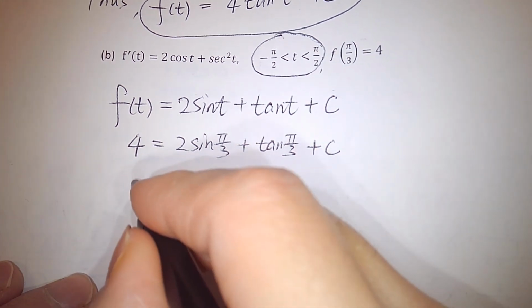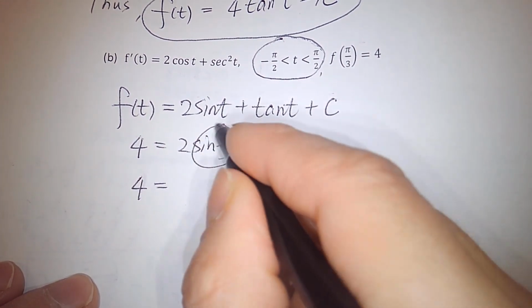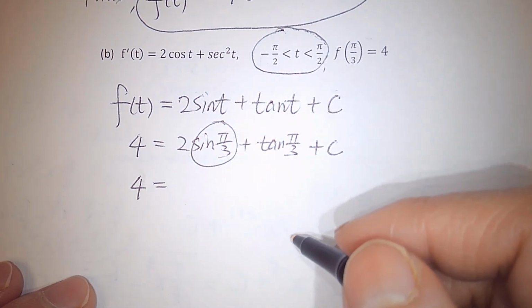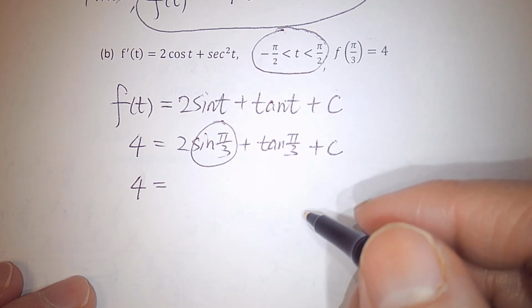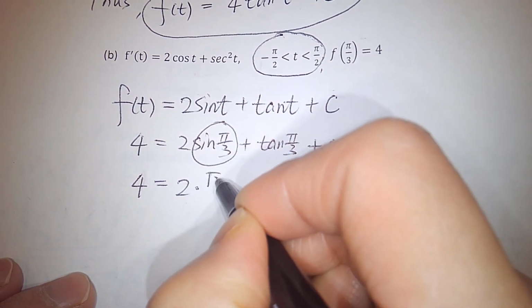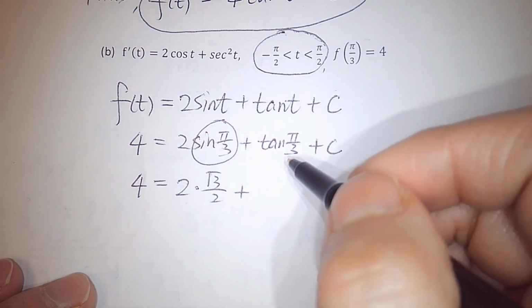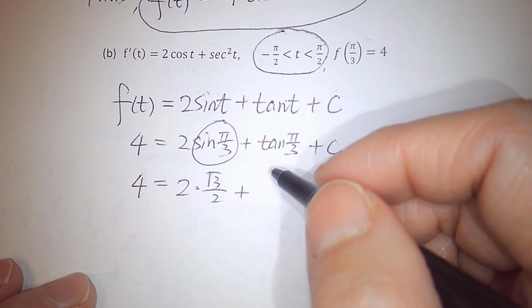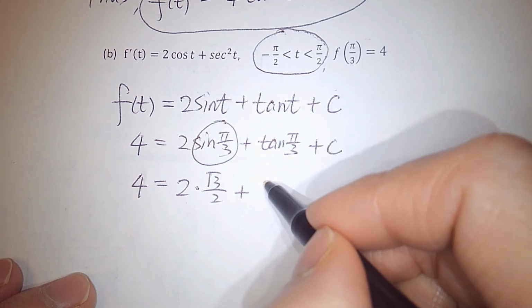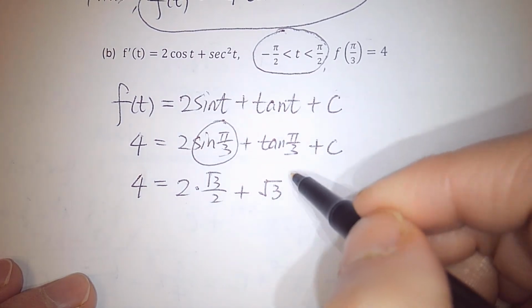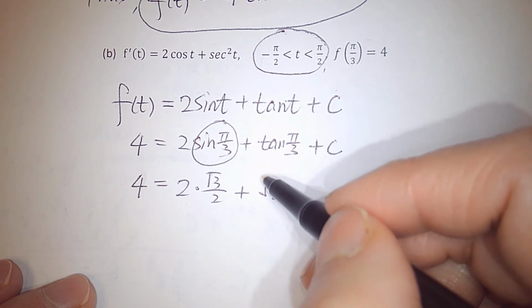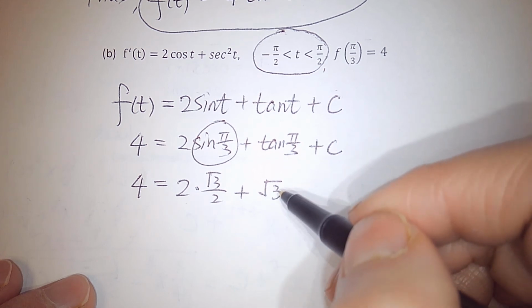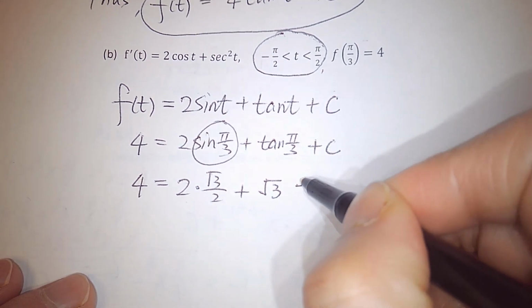Okay. What is sin of pi over 3? What? 3 pi over 2. Oh, probably root 3 over 2. Yeah, root 3 over 2. What about tangent of pi over 3? Tangent of pi over 6 equals square root of 3 over 3, right? Remember that? And tangent of pi over 3 gives us square root of 3, okay? And then plus the constant c.